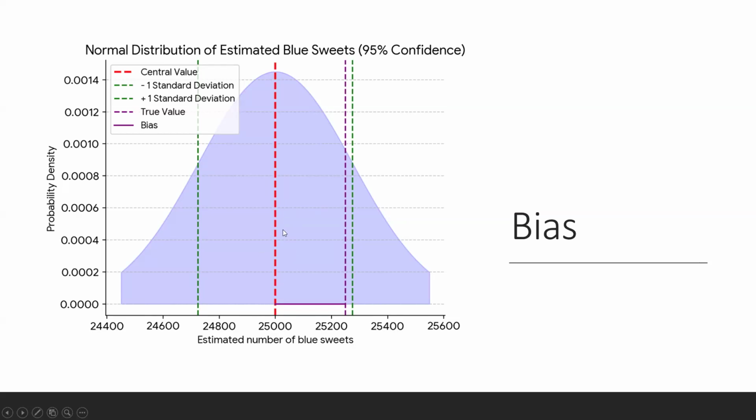So if it is different, it suggests there's bias in the method. Perhaps our pot captures 20 fewer sweets than would be expected for the volume it's supposed to hold. So the central value is biased away from the real value. So comparing a method to the reference method is one way of estimating bias. And if you estimate bias, you can also theoretically correct for it.